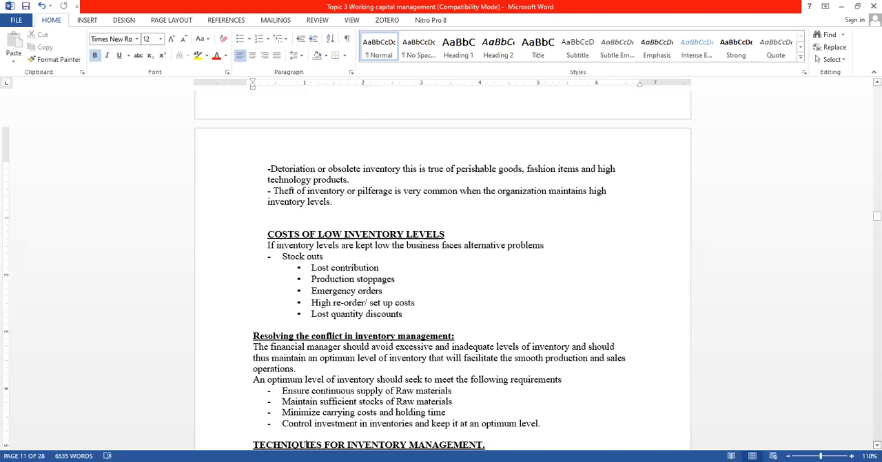Then also minimize on the carrying costs and holding time, because if you find that the holding time is quite long, then that means that you are tying up money. You are tying up money in stock. So basically, the moment you acquire the inventory, the raw materials, if your firm is in the manufacturing sector, ensure that if you acquire the raw materials, you do not spend much time holding those raw materials. You need to ensure that they are processed quickly, and also ensure that the demand is there.